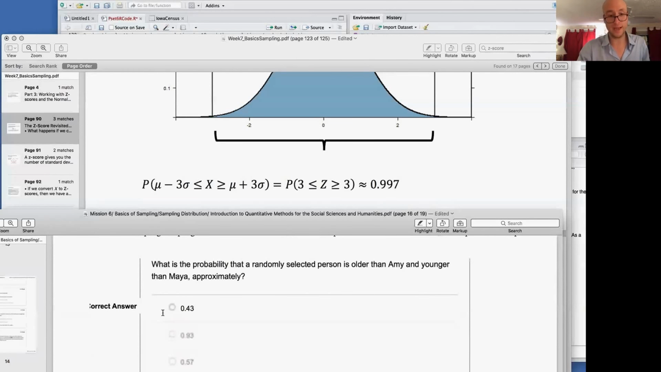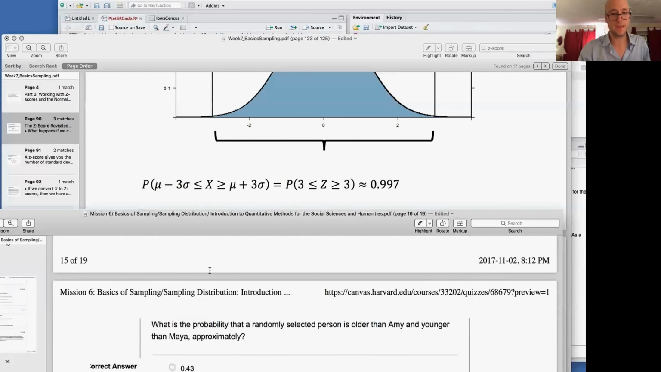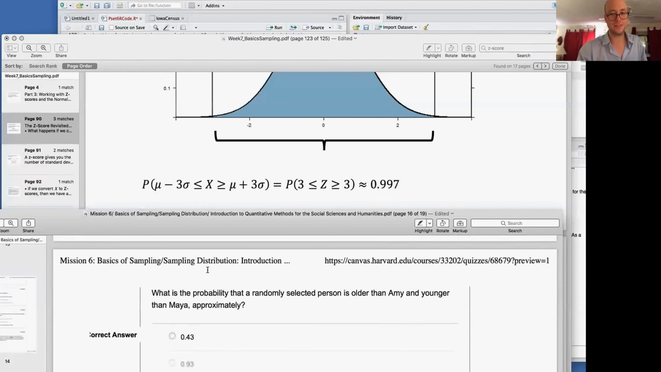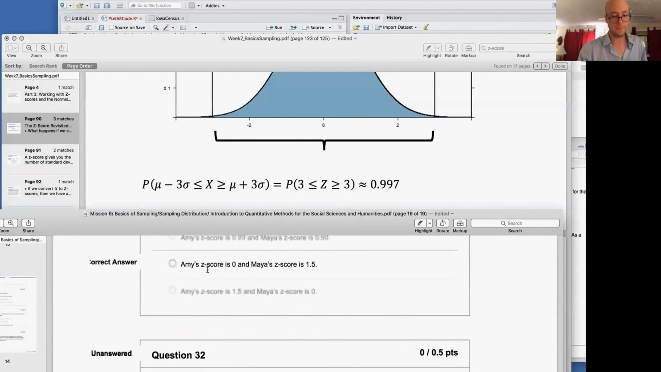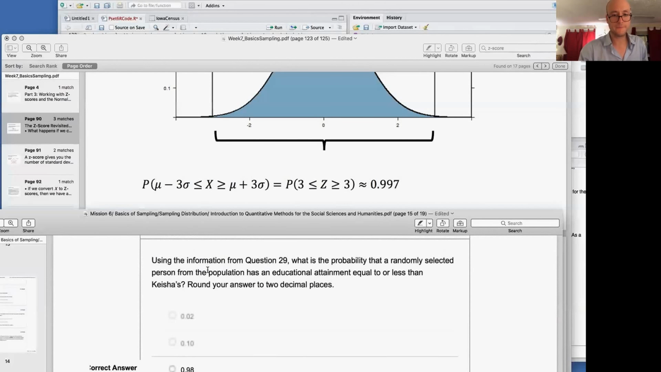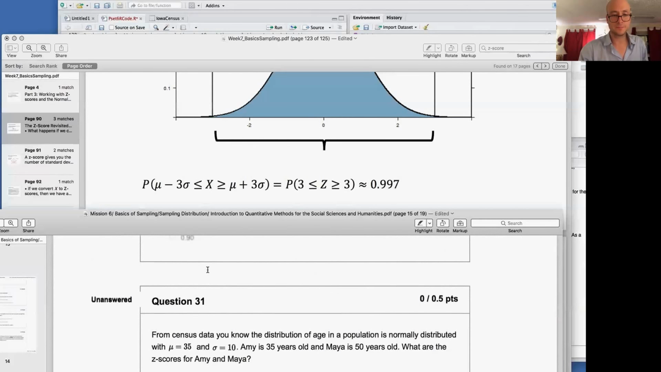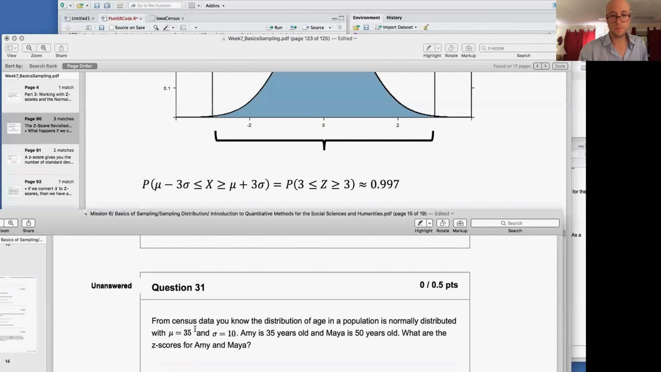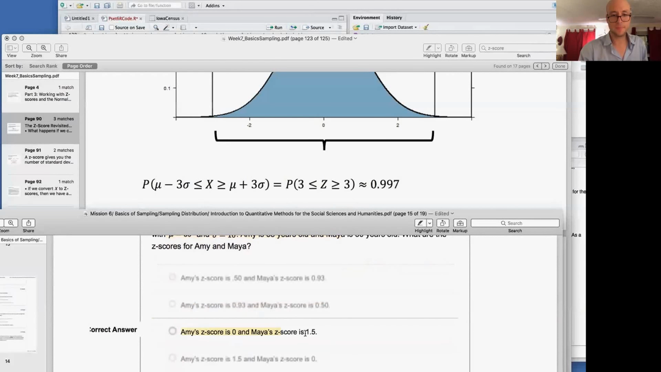428 and 429. So what you do is, what is the probability that a randomly selected person is older than Amy and younger than Maya, approximately? Okay, well, this is where it gets a little bit interesting, right? Now that we have Amy and Maya, what were the probabilities for Amy and Maya? Well, we have Amy right here. And then, so we want to find out the z-scores, right? That's pretty simple. And then what we want to do is we want to find out the probability for 1.5 and the probability for 0.